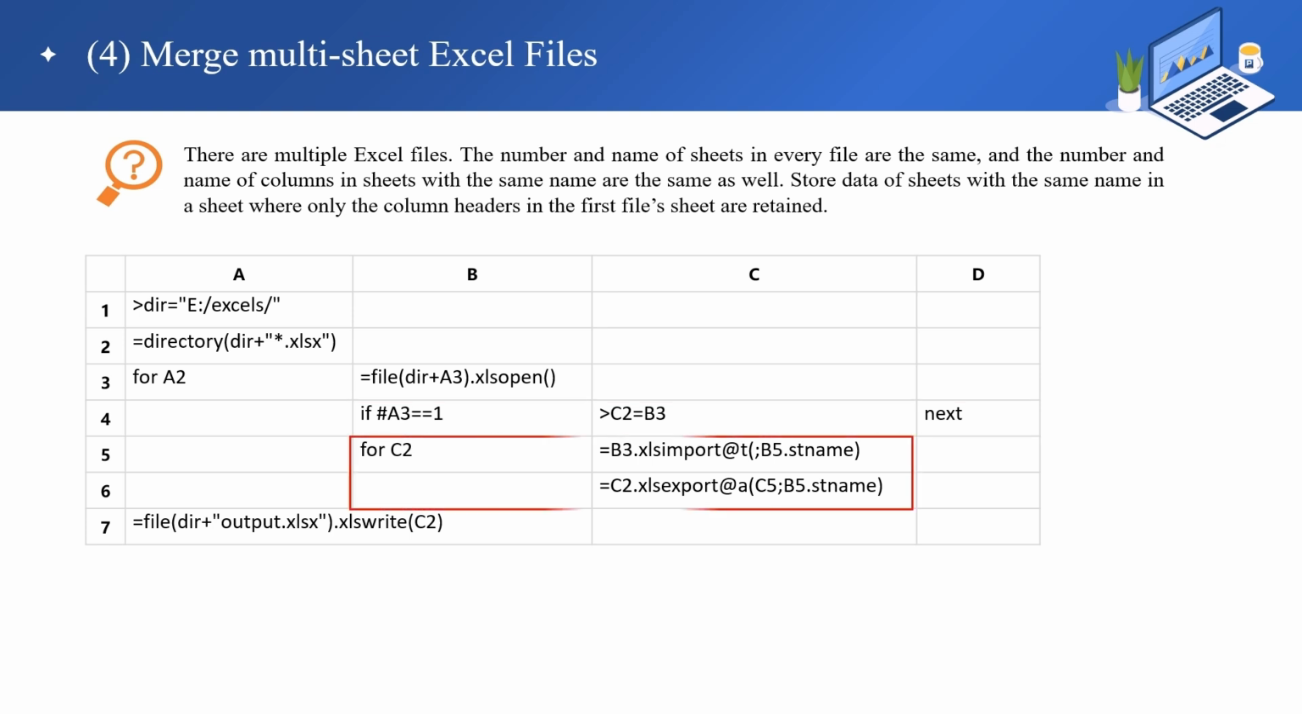B5. Loop through each sheet in C2. C5. Import the data of the current sheet name from B3's Excel object. At T option enables reading the first row as column headers. C6. Append data read in C5 to the current sheet in C2. At A option enables data appending. A7. Write the combined C2 to output.xlsx.